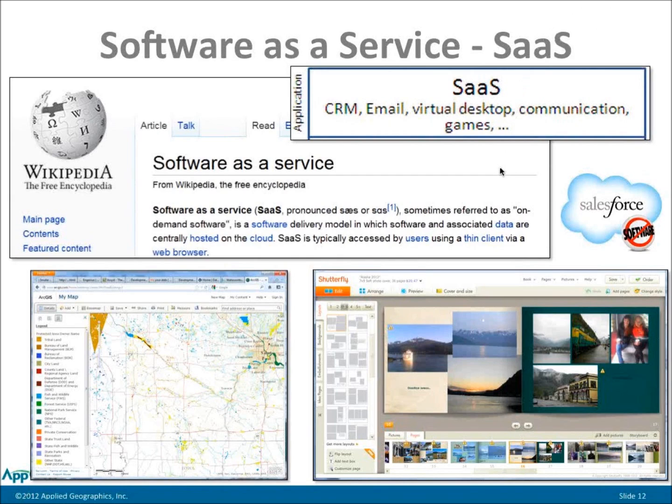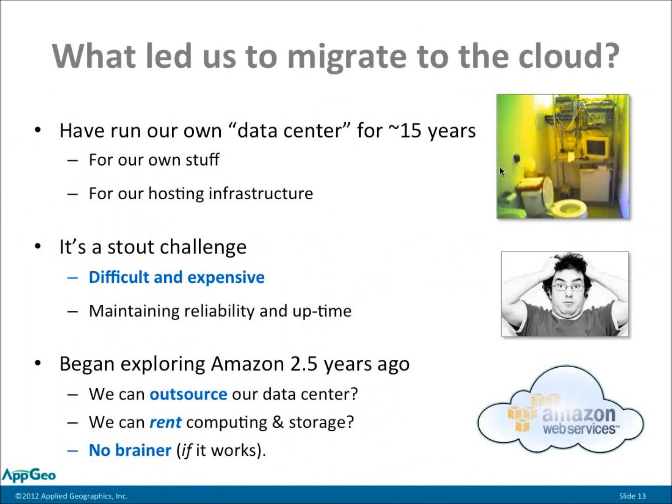Okay, great. So, you know, the cloud's out there. There's lots of resources to understand these offerings, and some of us may have encountered these offerings without really thinking about it as a cloud offering. So what led Applied Geographics to the cloud? We've run our own data center for a long time to run our own internal systems, and also, as I described earlier, for our hosting infrastructure when we host GIS websites to third parties. And it's not easy. It's difficult and expensive, and yeah, you sometimes have to come in on the weekend or the middle of the night to fix things that have gone down. And maintaining reliability and uptime are challenging. And even though we're pretty good at it, I can say it was a hassle.